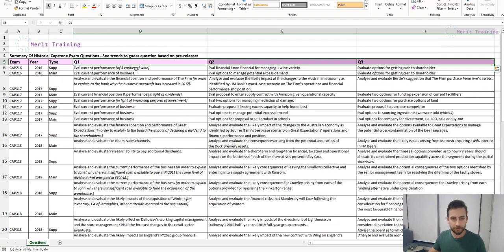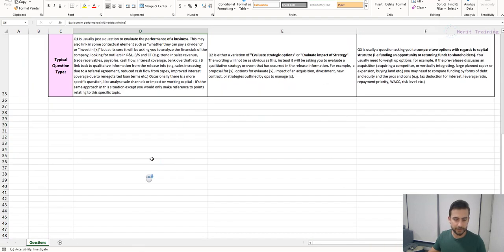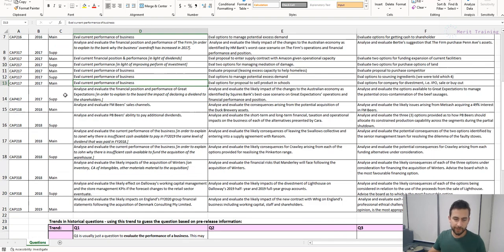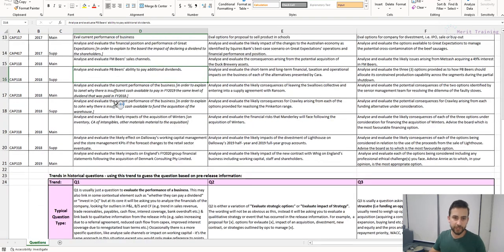Now, if you have a look at question 1, there is a lot of similarity in question 1. So all of these questions are saying evaluate current performance, evaluate current performance, evaluate current performance. Some of them are a little bit different. It says analyze and evaluate with respect to blah blah, and analyze and evaluate sales channels. So sometimes it gets a little bit more specific, but generally it's just evaluation.